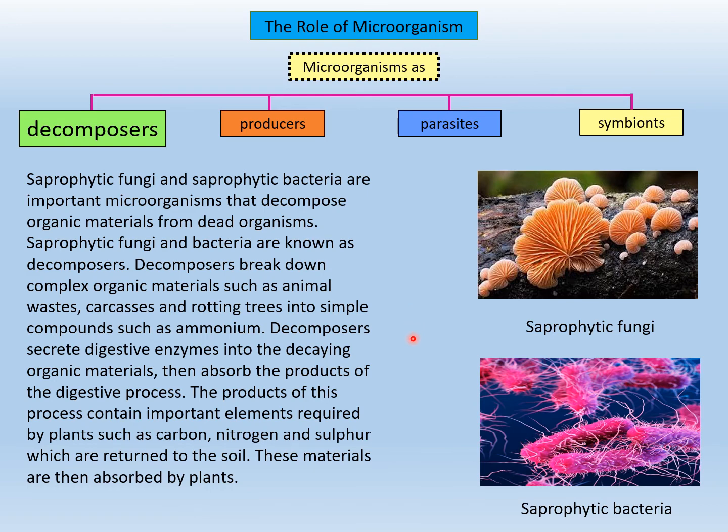Decomposers secrete digestive enzymes into the decaying organic material and absorb the products of the digestive process. The products of this process contain important elements required by plants such as carbon, nitrogen, and sulfur, which are returned to the soil. These materials are then absorbed by plants. These are examples of saprophytic fungi, and this is saprophytic bacteria.